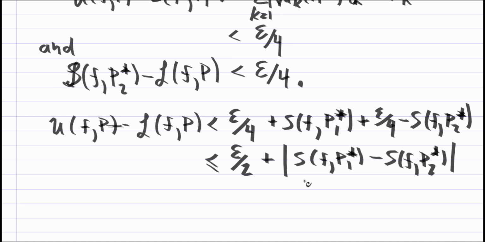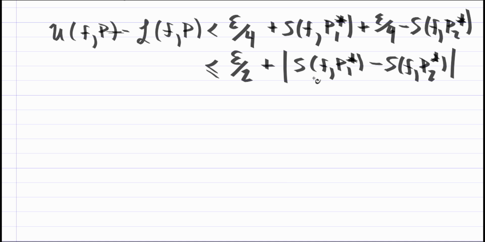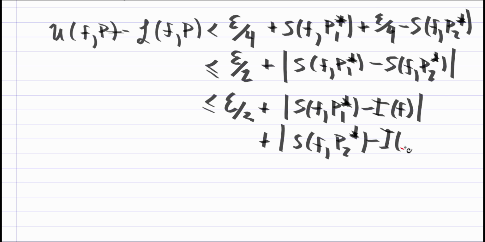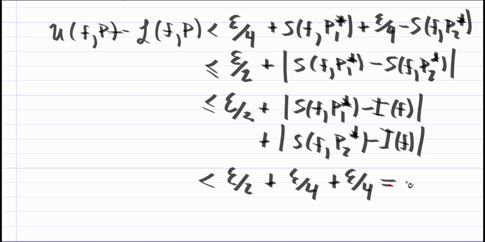Now, sneaking in I of f, that is adding and subtracting I of f inside of this absolute value, I can apply the triangle inequality to get that this is less than epsilon over 2 plus the absolute value of S f P1 star minus I of f plus the absolute value of S f P2 star minus I of f. But note that these are trivially refinements of P and refinements which I've marked. And in particular, that P is P epsilon over 4, and so I'm guaranteed that this is less than epsilon over 2 plus epsilon over 4 plus epsilon over 4, which then gives me epsilon.